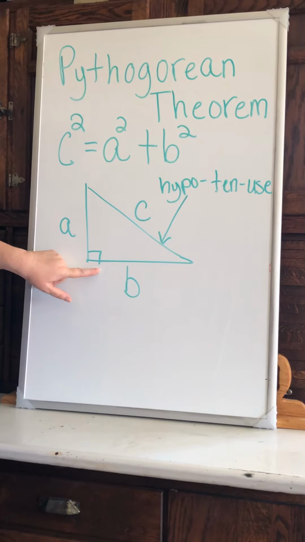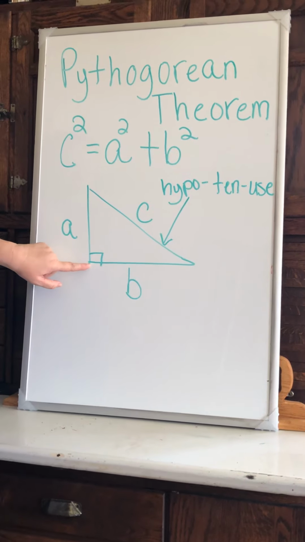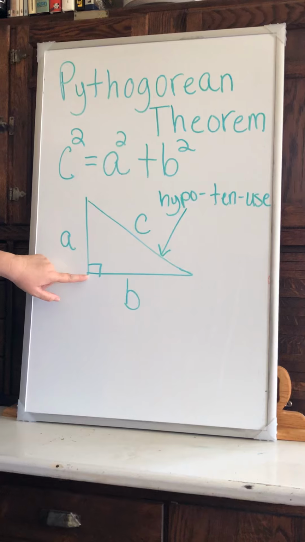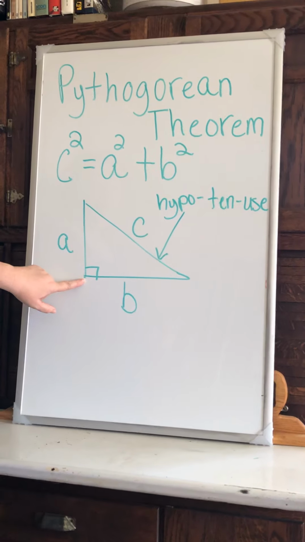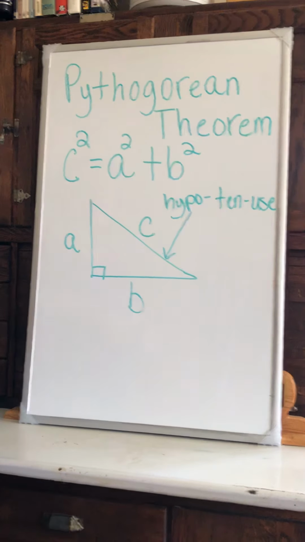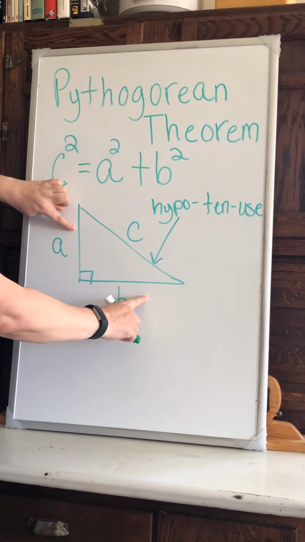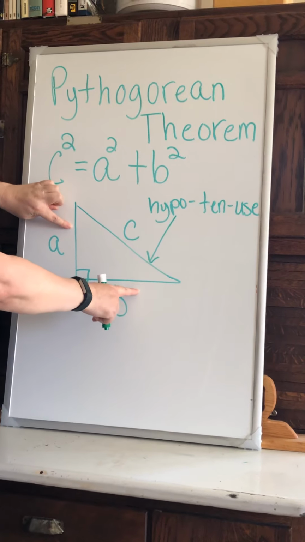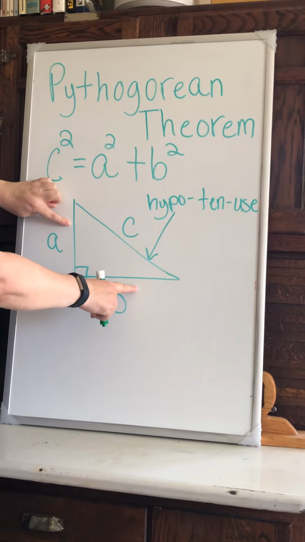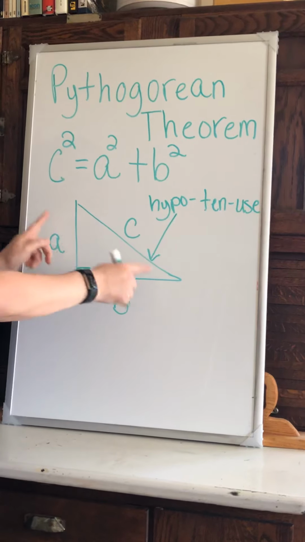And the triangle is always going to have a right angle, and that right angle is always worth 90 degrees. Remember that from the last lesson on angles. Okay, so these are called legs, and side A and side B, it doesn't really matter unless it states which side is which, okay? So you can flip-flop these if you need to.